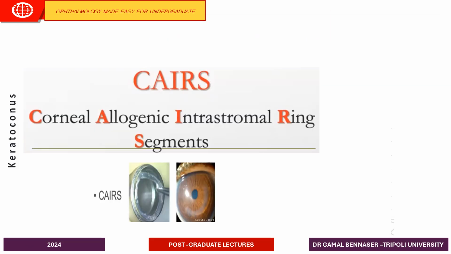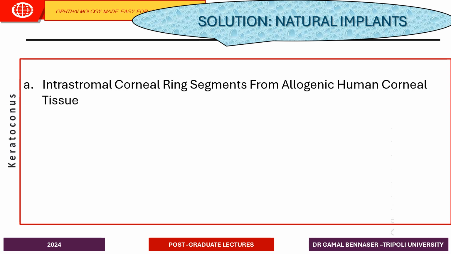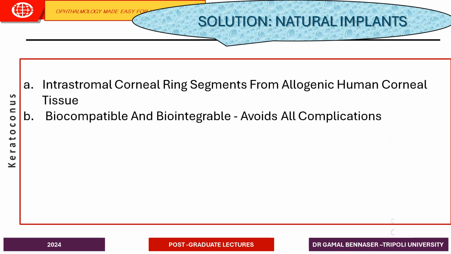Now we finish the synthetic rings and we come to a new area of the management of advanced keratoconus. Now we come to the recently invented natural implants. That's the CAIRS, which was invented by Soosan Jacob, an allogenic corneal graft used as intrastromal ring segments made from human tissue, human cornea.